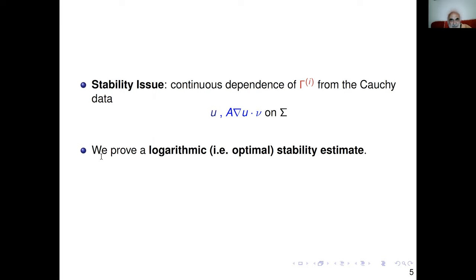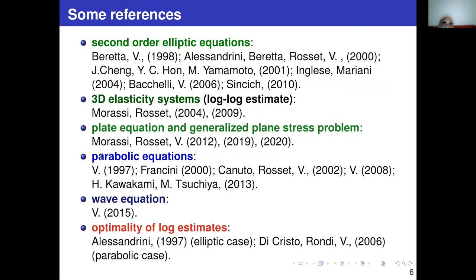Now, I give a list of references very fast, not only on the second order case, but also concerning other equations. And then we continue with the discussion about the second order case. For the second order case, we have many papers. I have written not all the papers, but the papers that we consider more important in this discussion, the paper of Alessandrini, Beretta, Rossetti, myself, of 2000. Because, as I said, this paper should be considered as a paradigmatic paper.